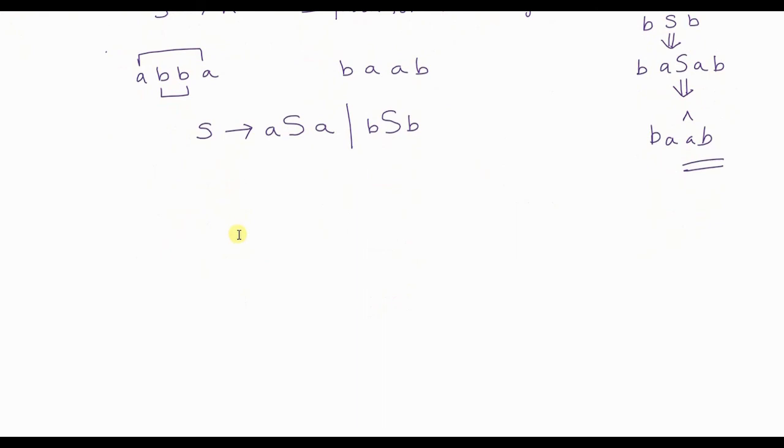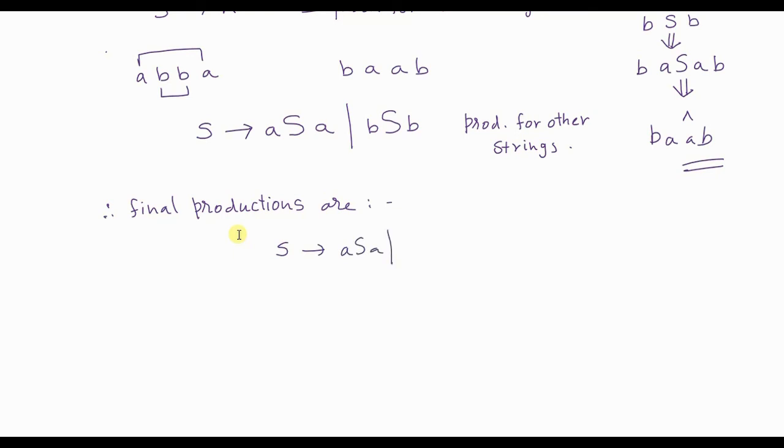So this is basically the production for other strings. Therefore, the final set of productions are S gives ASA or BSB or null. Now, this is for even length palindrome.